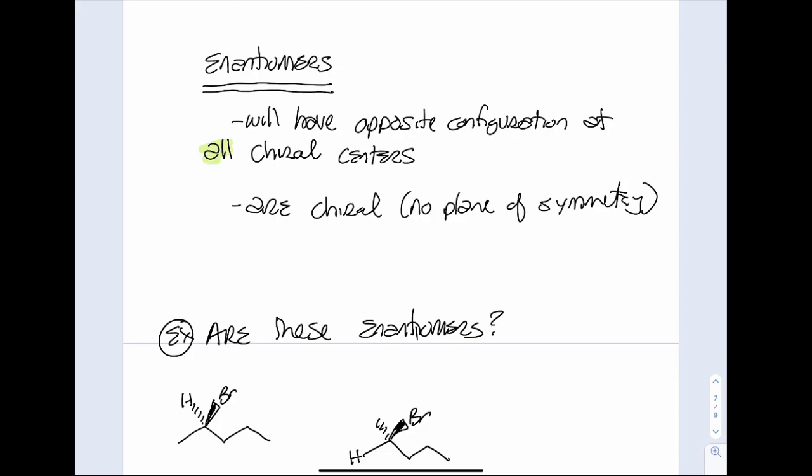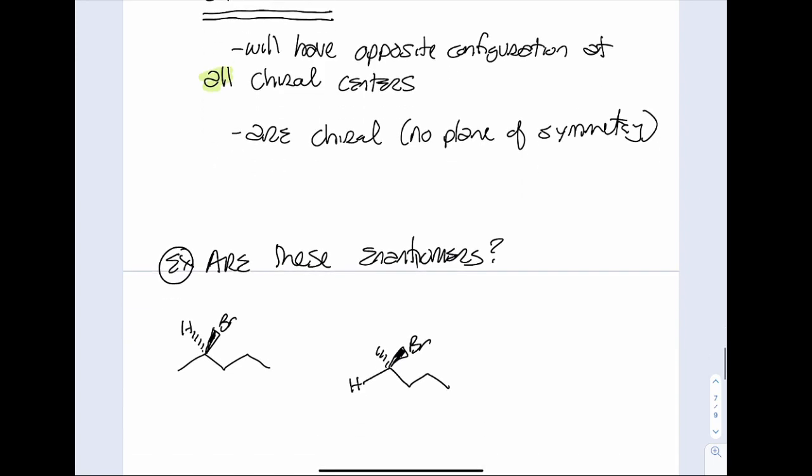Remember, if I have one chiral center, it's going to be chiral, so I don't have to worry about this whole plane of symmetry thing. I do have a chiral center, right? This carbon is chiral. I have a hydrogen, a methyl group, a bromine, and a propyl group attached to it. So we're going to assign priority and figure out its configuration. If it's the same for both of these, not enantiomers. If it's opposite, then they are enantiomers.